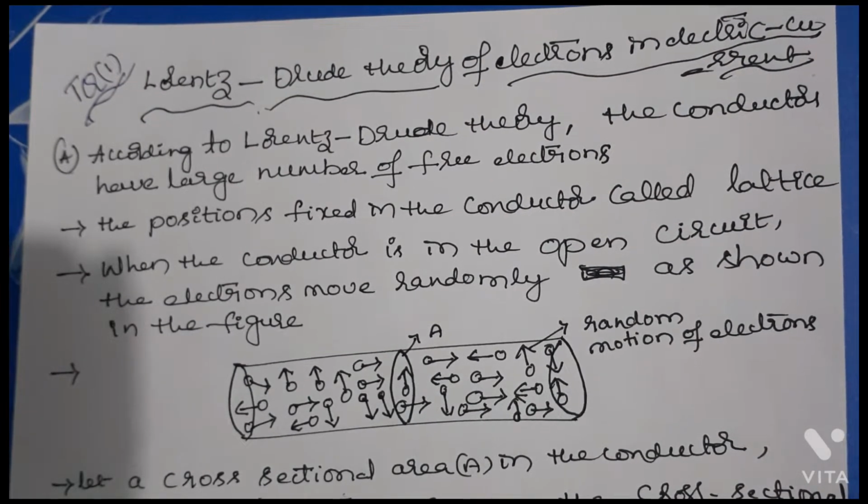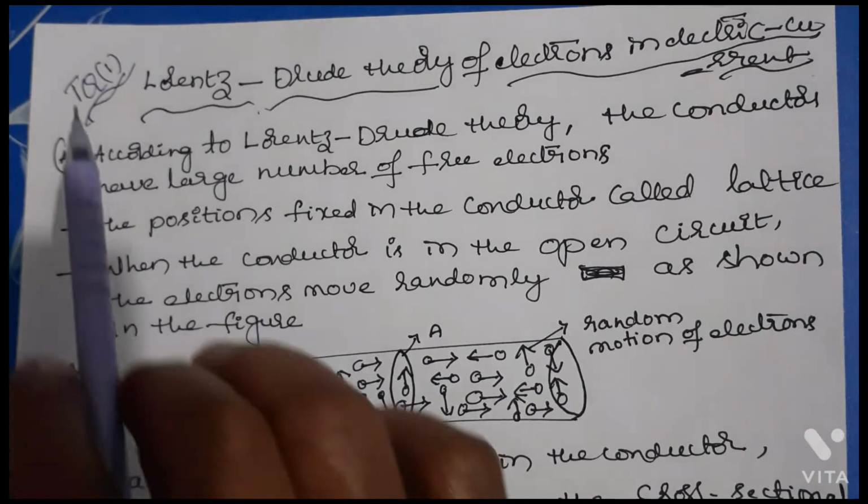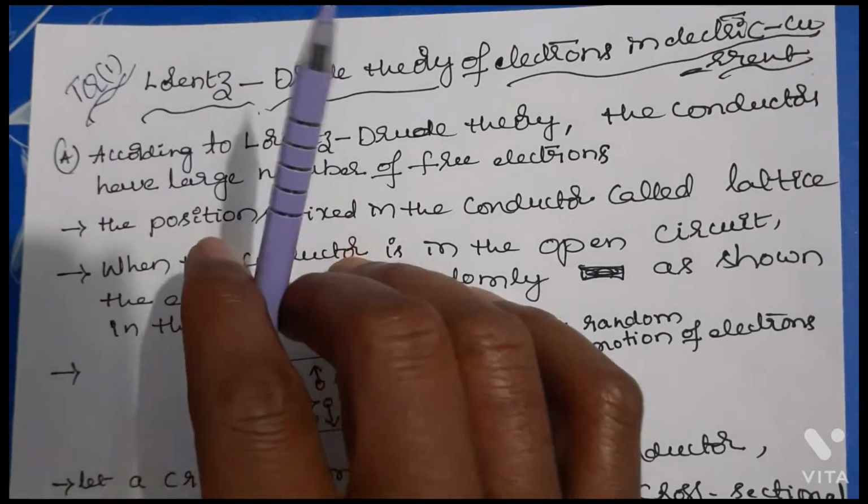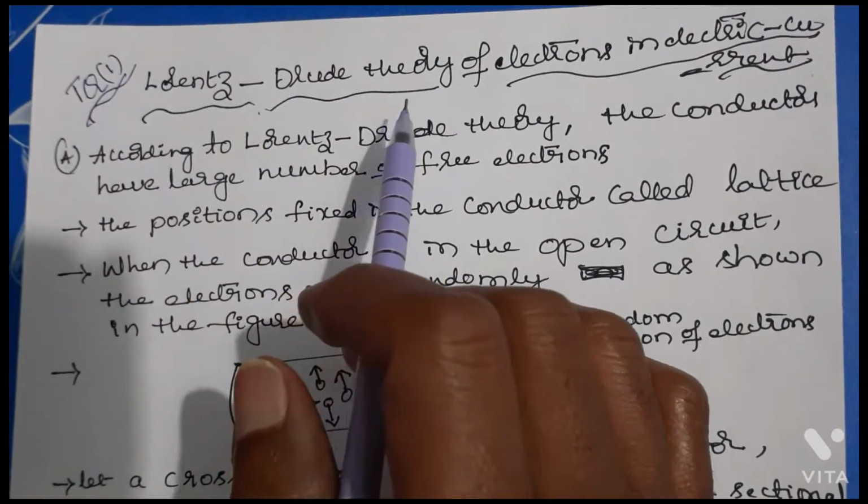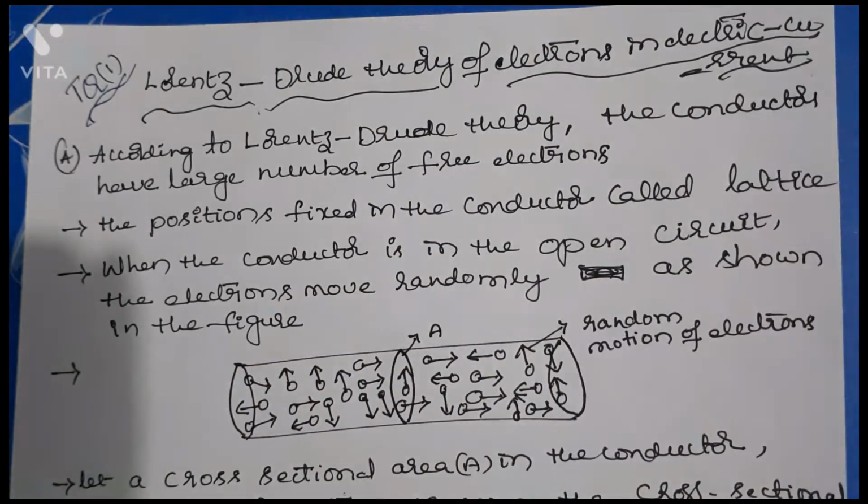So in this class we are going to learn about the Lorentz and Drude theory of electrons in the electric current chapter. It is a topic in 10th class physics, the electric current chapter, and it is also in the 12th class current electricity chapter. So what about the Lorentz-Drude theory? It is textual question number 1, an important one for 4 marks. Explain the Lorentz-Drude theory of electrons in electric current.